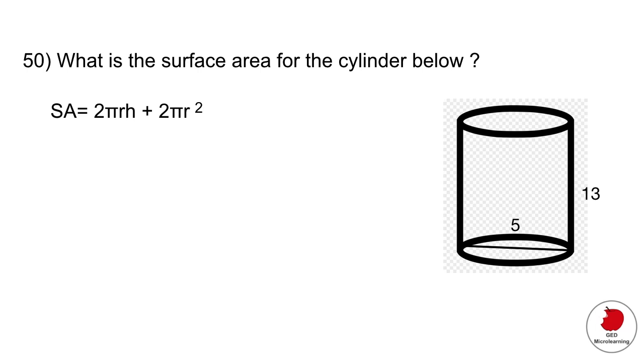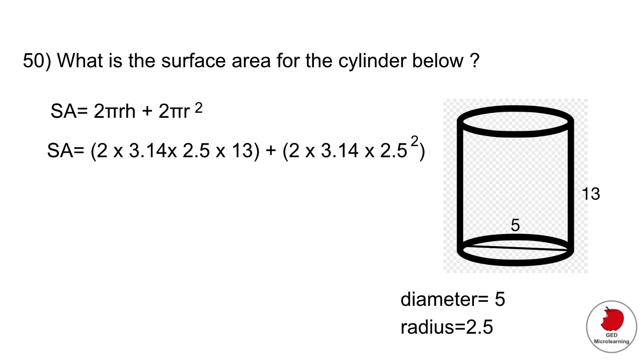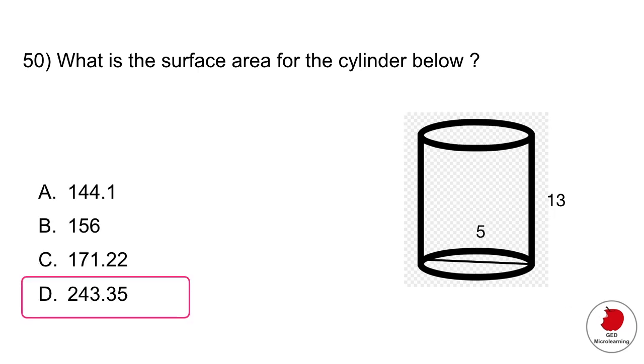Okay, so remember that in the question it's asking you for the radius, r, and remember that the radius is half of the diameter. So when you look at the figure, 5 is the diameter, which is the distance across, and the radius is half of that. Okay, so it's going to be 2.5. So with that information, just plug those numbers into your equation. Remember that the symbol there that looks like a little table is called pi, which is equal to 3.14. And when you solve for this, you should end up with 243.35, okay, which is option D.